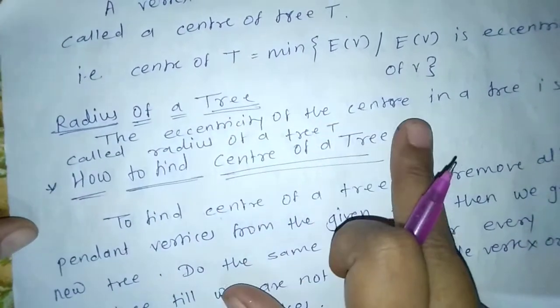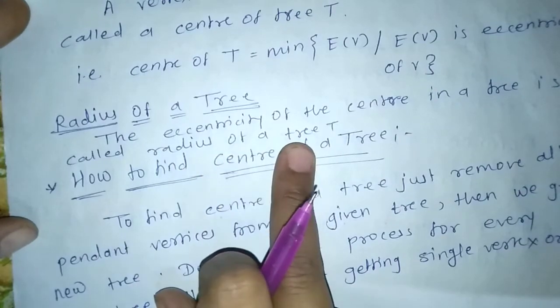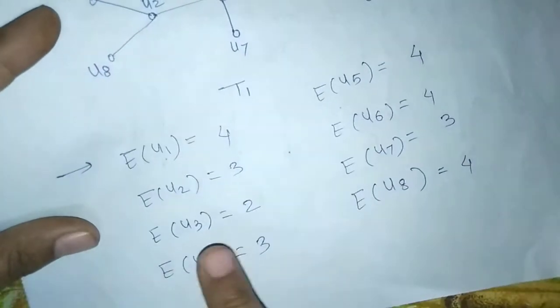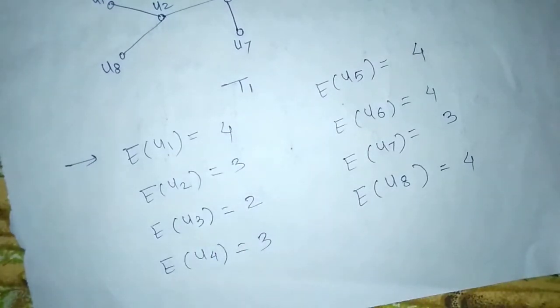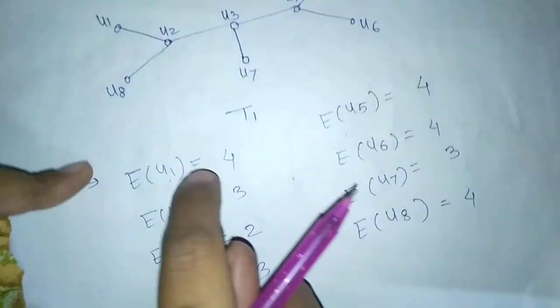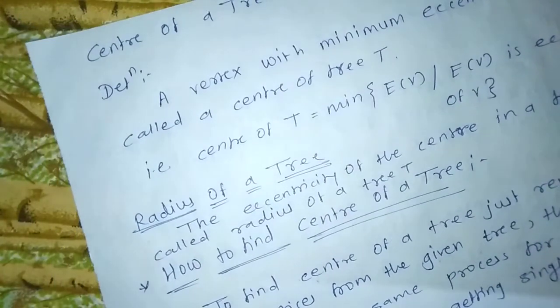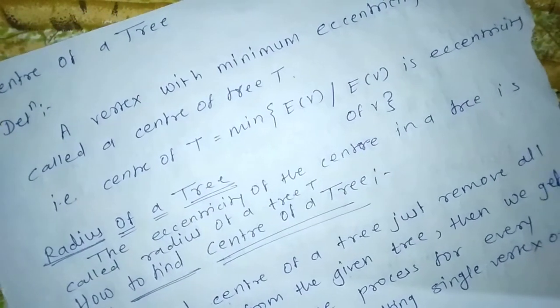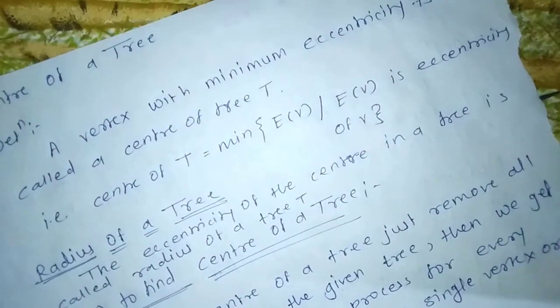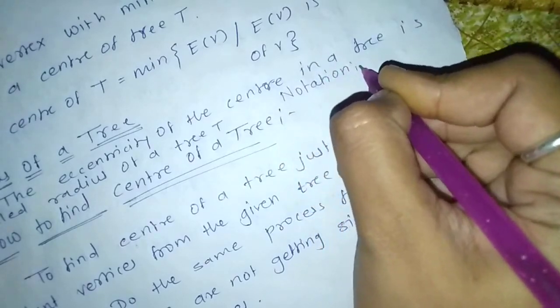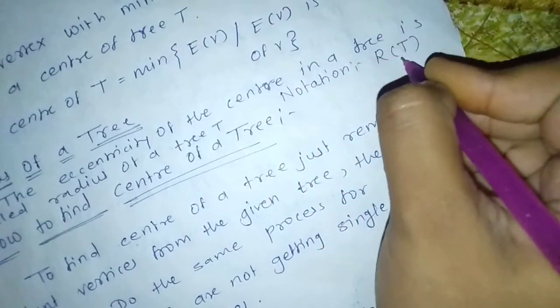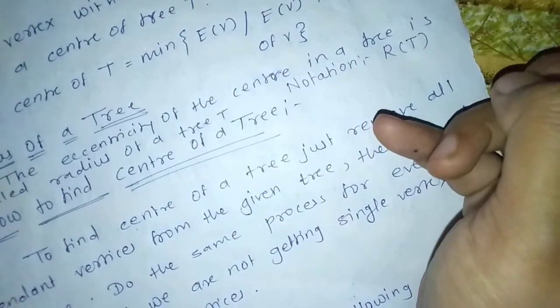Next definition, radius of a tree. The eccentricity of the center in a tree is called the radius of a tree. आता इथं तुमची इसेंट्रिसिटी मिनिमम 2 आली, मीन्स सेंटर तुमचा U3 आला. मग रेडियस जी मिनिमम इसेंट्रिसिटी असती ती त्या ट्रीची रेडियस असते. मीन्स रेडियस काय आली ह्या ट्रीची 2. नोटेशन फॉर दी रेडियस is nothing but the notation for the tree: capital R of T means radius of tree.